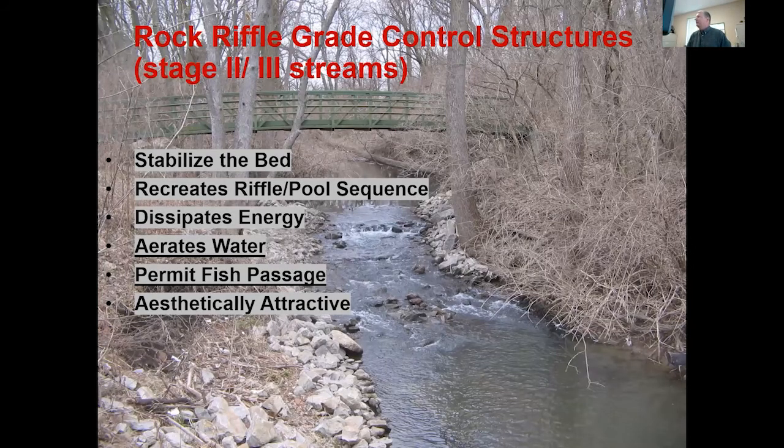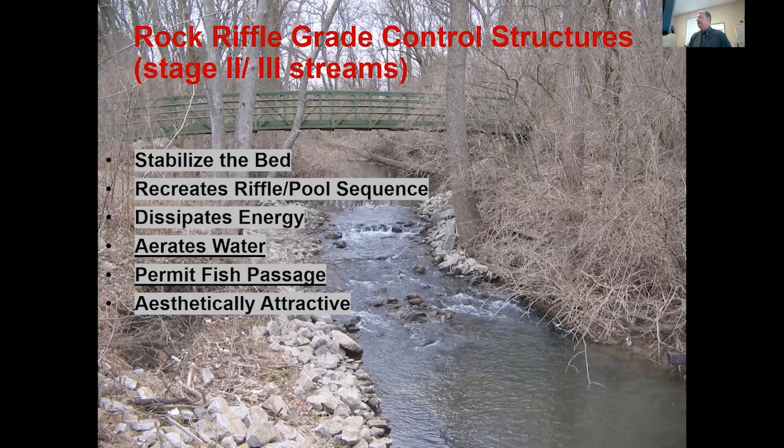So a rock riffle grade control structure is an engineered structure of rock riprap where we try to stabilize the bed by putting in a series of riffles in channels that don't now have them because they're down cutting. So we try to recreate this riffle pool sequence in the channel, and these allow the dissipation of energy on their downstream slope. And it has a 20-to-1 downstream slope, so it does allow for fish passage, and it also aerates the water, provides aeration, and tries to recreate that natural riffle pool sequence.